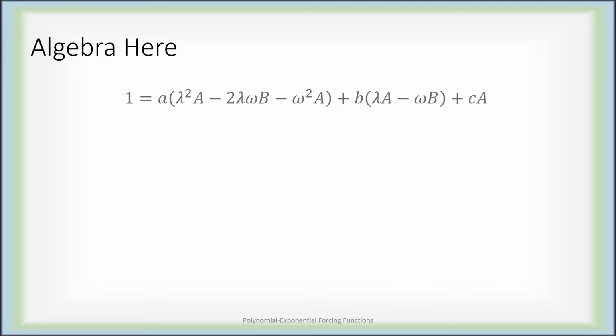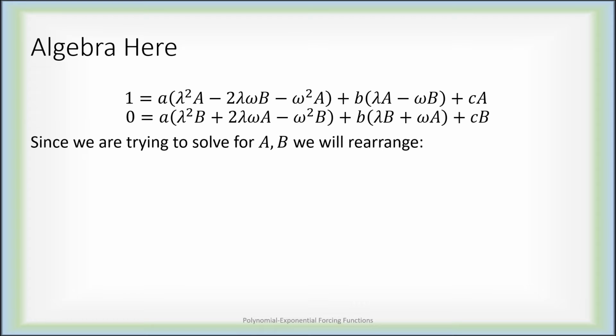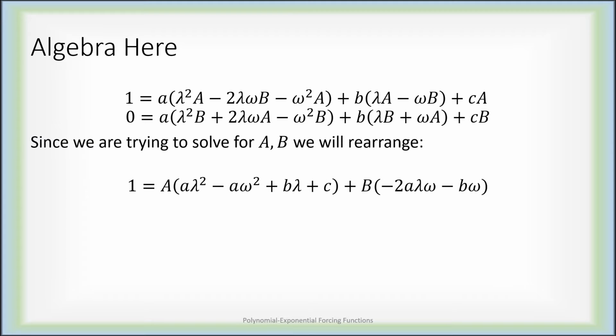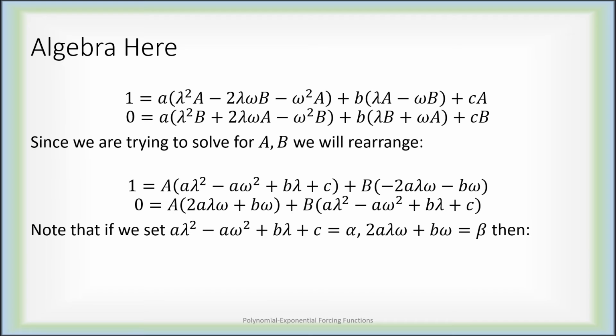So where are we? We want all of this to be 1 and all of this to be 0. Everything in here is known except for capital A and capital B. So since we're trying to solve for capital A and capital B, we're going to factor capital A or capital B out of everything we can. So in the first and second equation respectively, if I group according to whether the term has capital A or capital B, here's what we end up with.